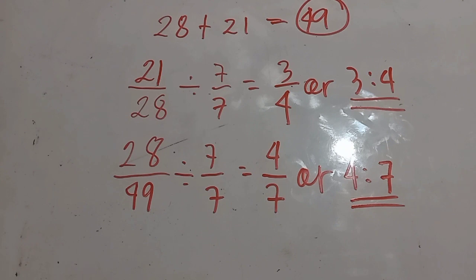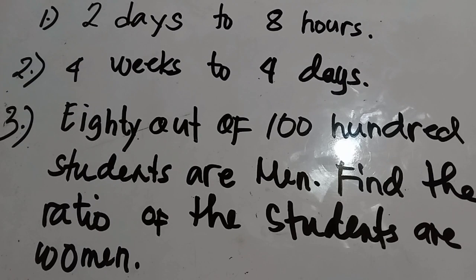Here is your homework. Alright, so in your homework, so number 1, 2 days to 8 hours. Number 2, 4 weeks to 4 days. Number 3, 80 out of 100 students are men. Find the ratio of the students are women. Again, 80 out of 100 students are men. Find the ratio of the students are women.